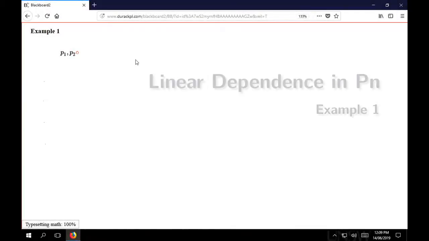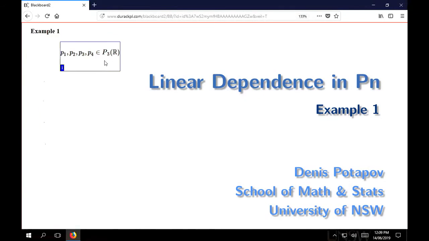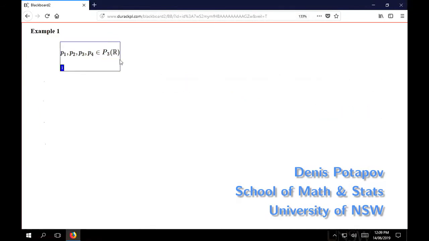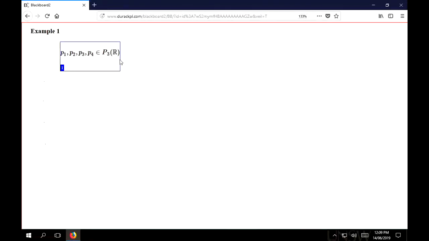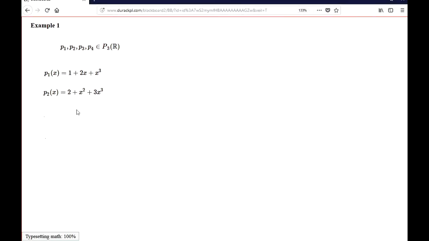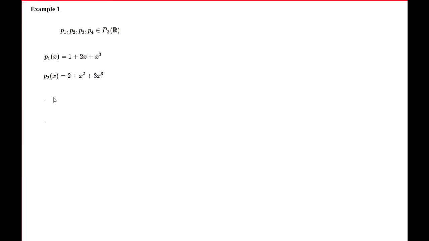I'll choose 4 polynomials in this vector space. This is a vector space of polynomials of degree 3 or less. These are my polynomials. This is the first one. This will be my second one. And this will be my third one. Actually, I said 4. Here they are.